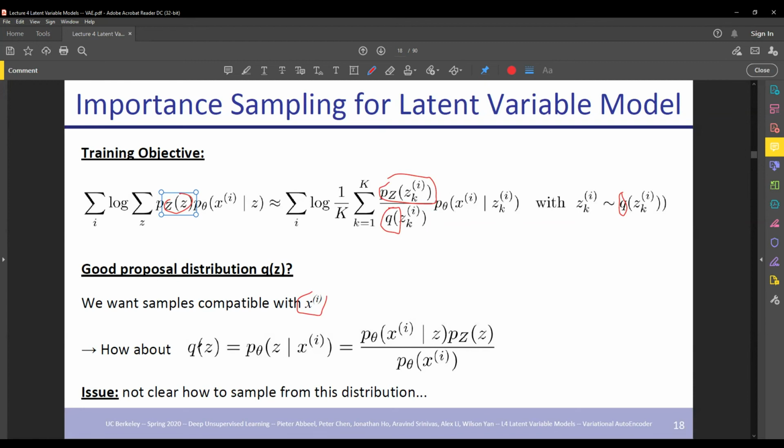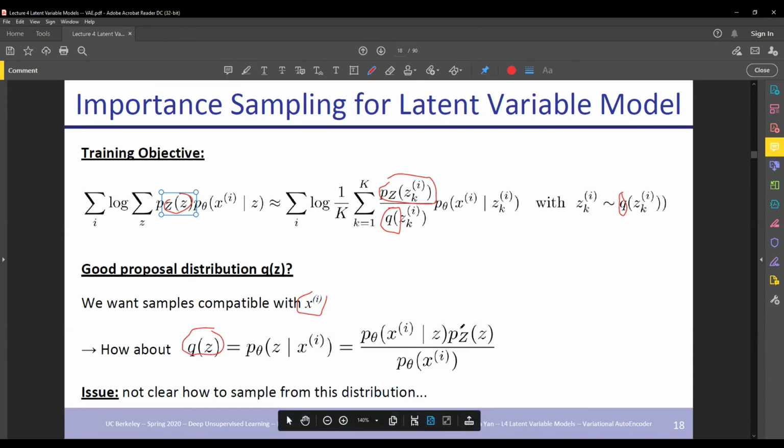So how about choosing a QZ which is p theta of z conditioned on the xi, okay? The desired distribution we are after, which would give us the best result, or at least closer to the desired results, is z conditioned on the xi, p theta z conditioned on the xi. Now, this conditional distribution can just be rewritten as p theta xi of z multiplied by, this is just Bayes transformation, right?